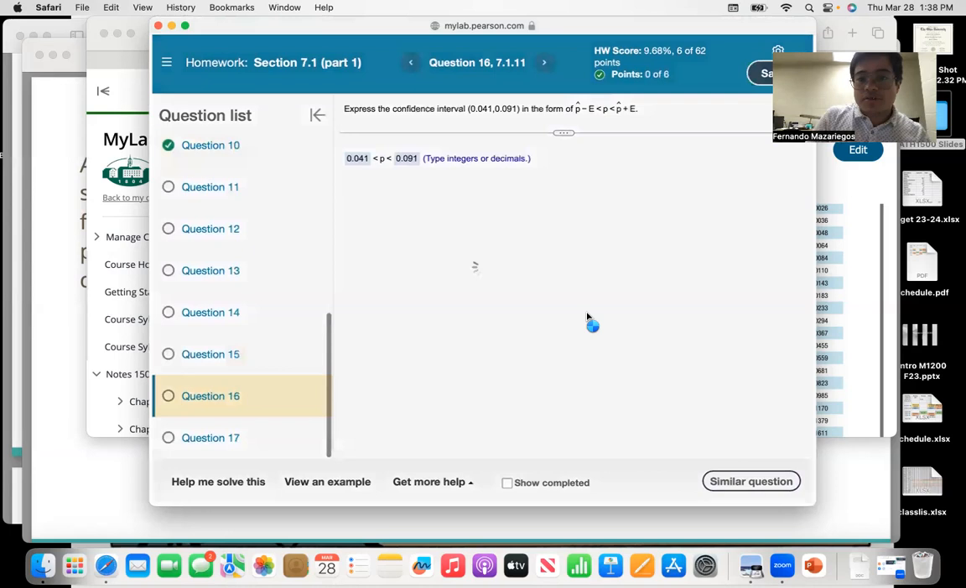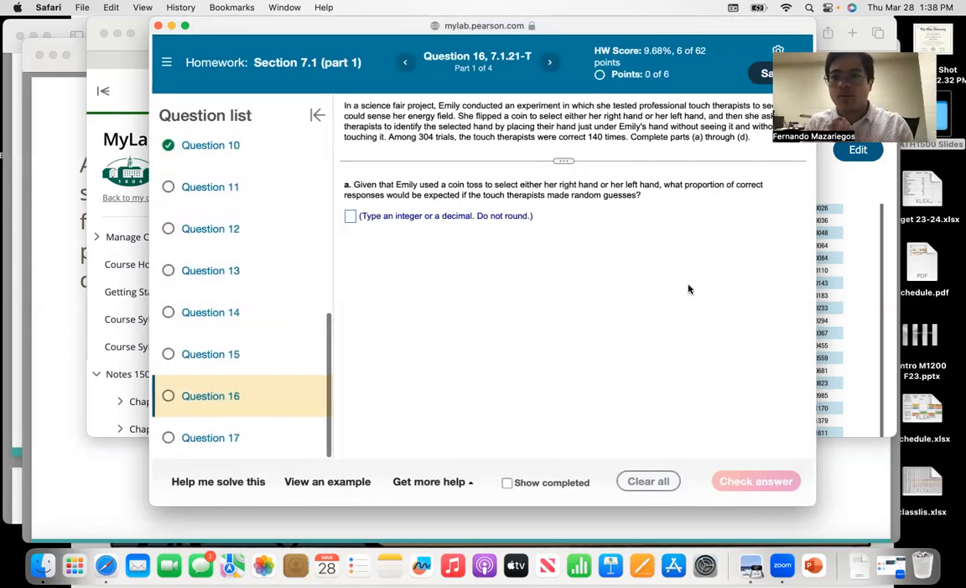So now let's do question 16. Now this is like more of a longer problem. Like let's try to do one where we do all the steps to find our confidence interval. So what does that entail? We need to find our point estimate p hat. We need to find our margin of error E. And for E, we will usually need a critical value. So let's do all that.